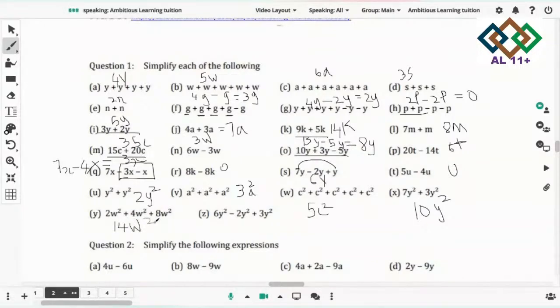And the last one in this section is 6y square plus 3y square minus 2y square. So first add these two up and then try minusing it. So you have 9 minus 2. That gives you guys 7. So you have 7y square. So we are done with this section.